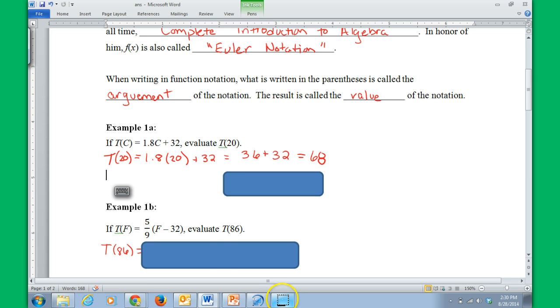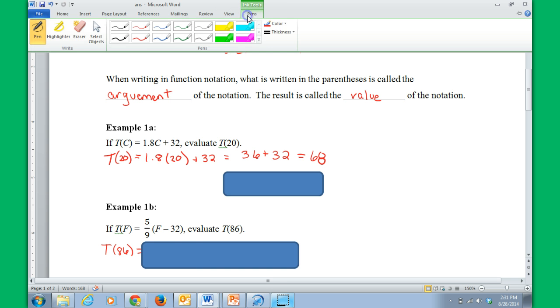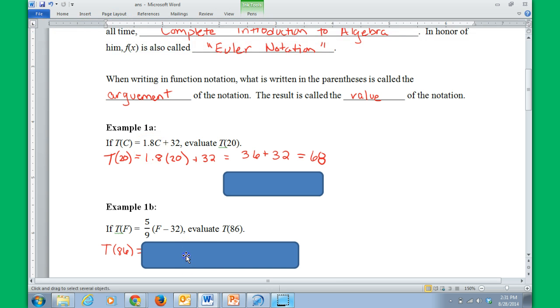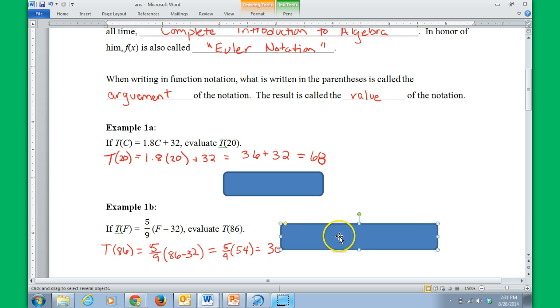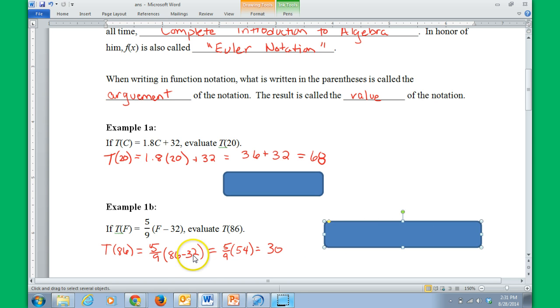I'm going to pause. So you should have gotten, I'm going to get my arrow button, this. 5/9 times 86 minus 32. 86 minus 32 is 54. 54 divided by 9 is 6. 6 times 5 is 30. All right? All right, moving on.